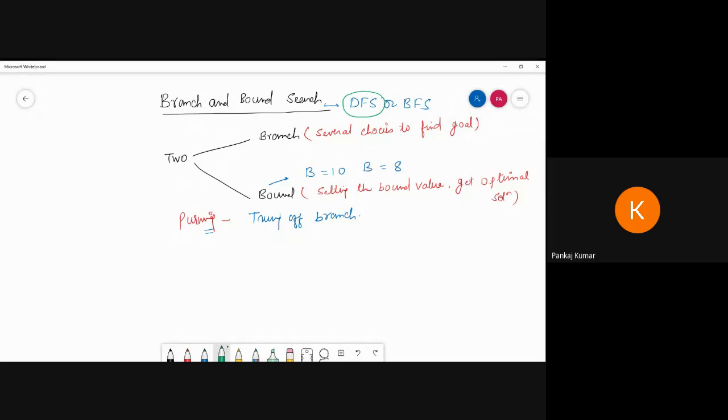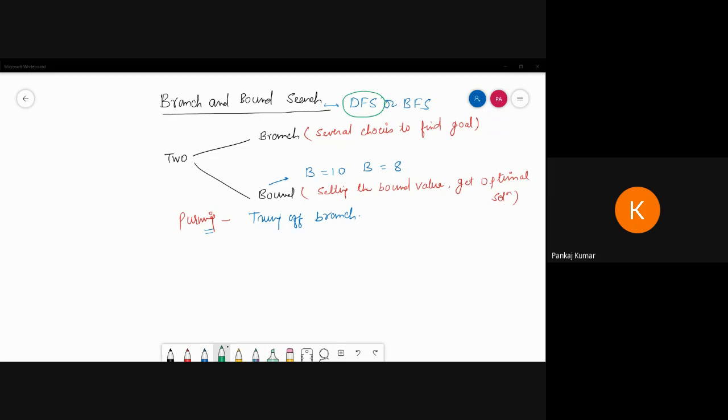Okay, now see the branch and bound. Is there any doubt till now? A little bit of an idea or image will be created of what branch and bound search is. Is it clear? Yeah, anyone please reply.